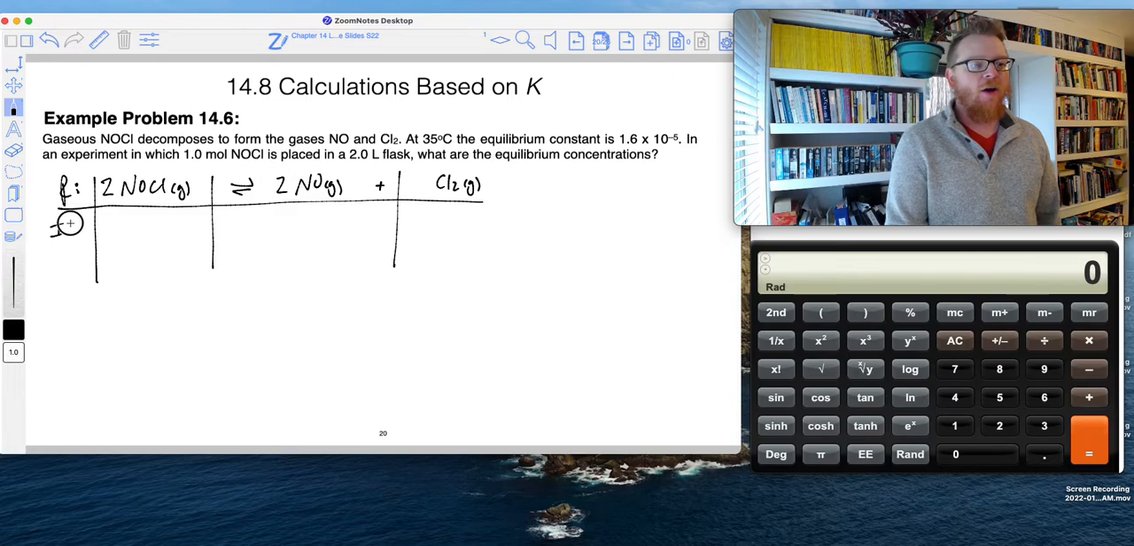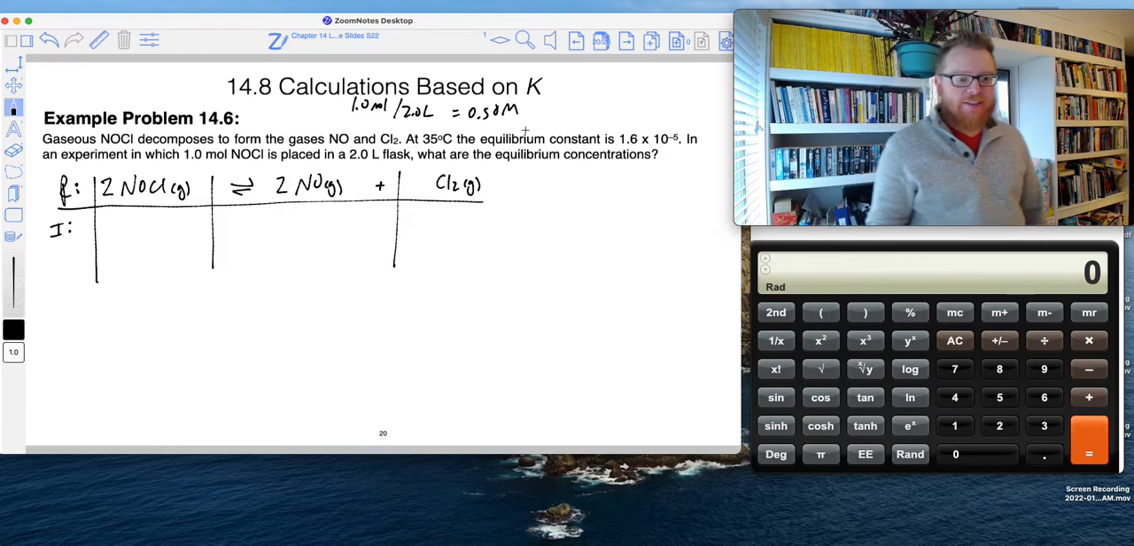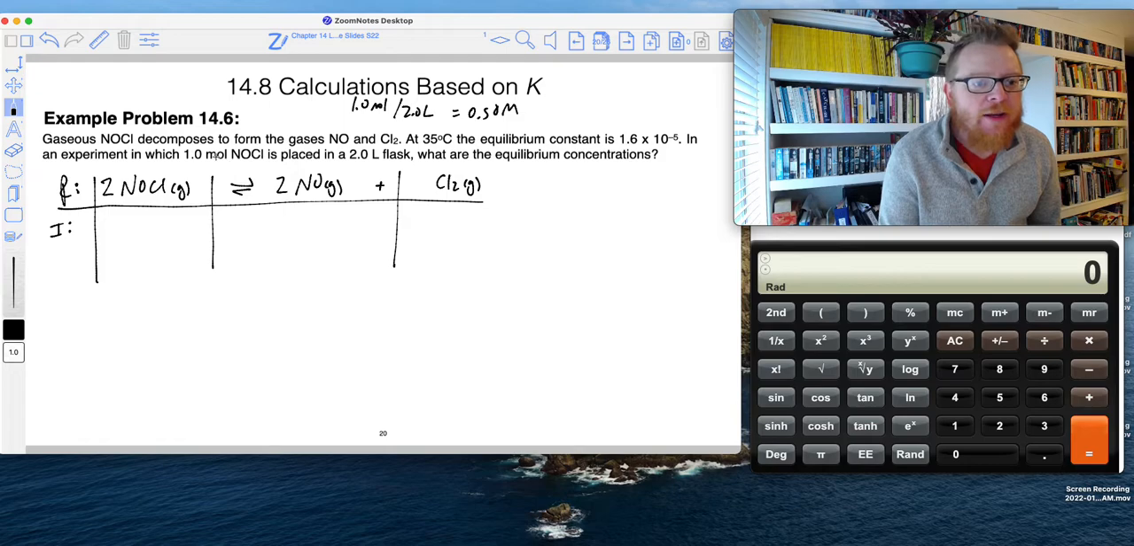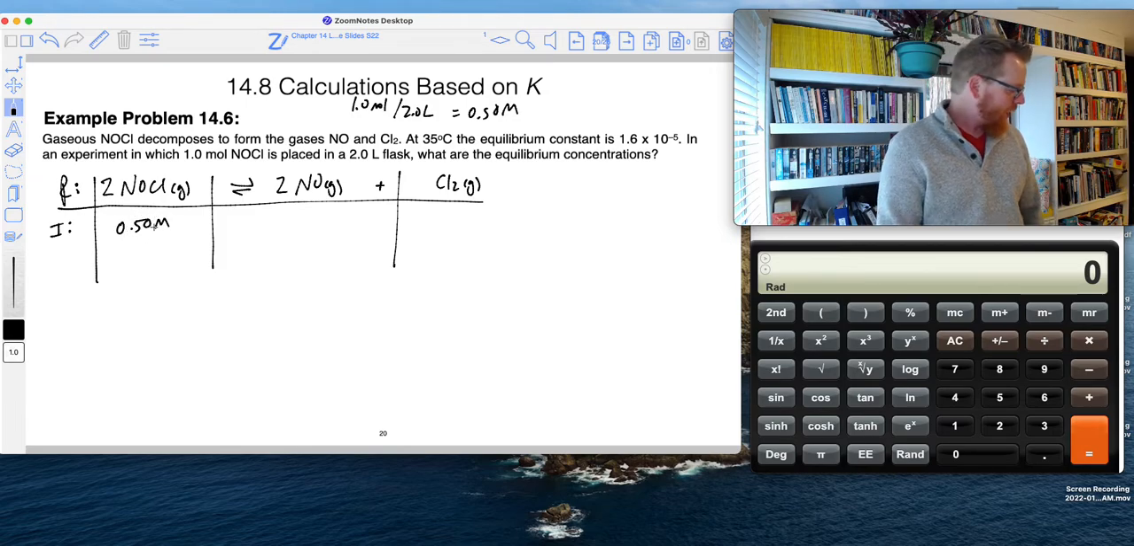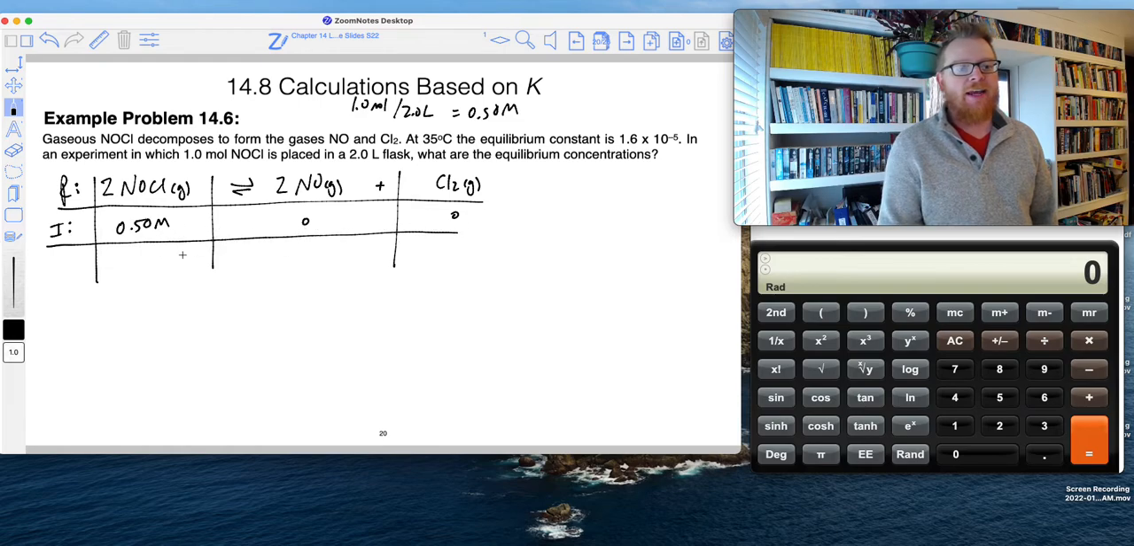So now we need to get our initial concentrations. This says in an experiment in which 1.0 mole of NOCl is placed in a 2.0 liter flask, so that's going to be 0.5 molar. Great. So we have 0.50 molar of this initially, and there was no mention of NO or Cl2, so we'll assume those are 0. So that means getting our change column is going to be straightforward.